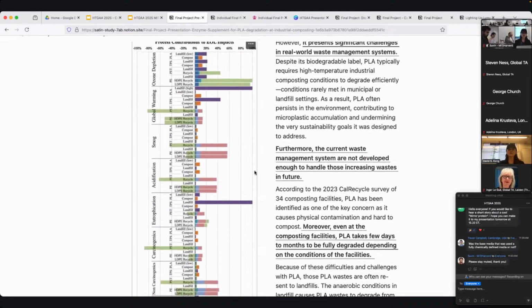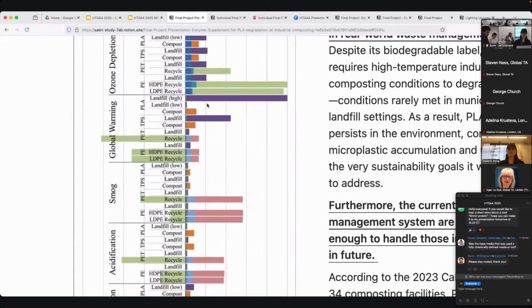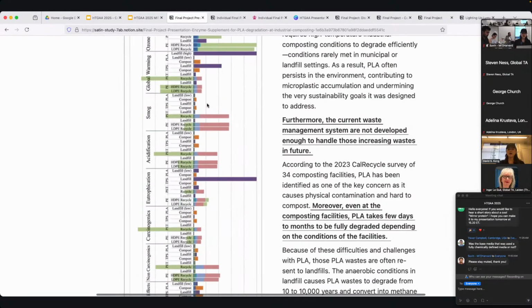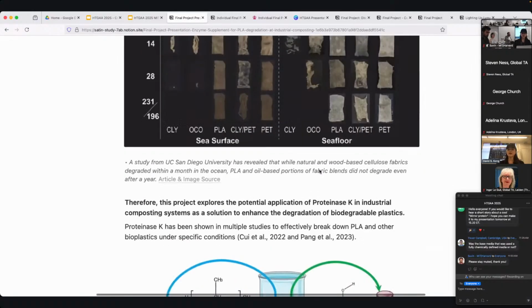This graph shows how much methane gas is released during this degradation. And this is another photo showing how PLA is not really compostable in oceans as well. You can see that it doesn't really compost at all.